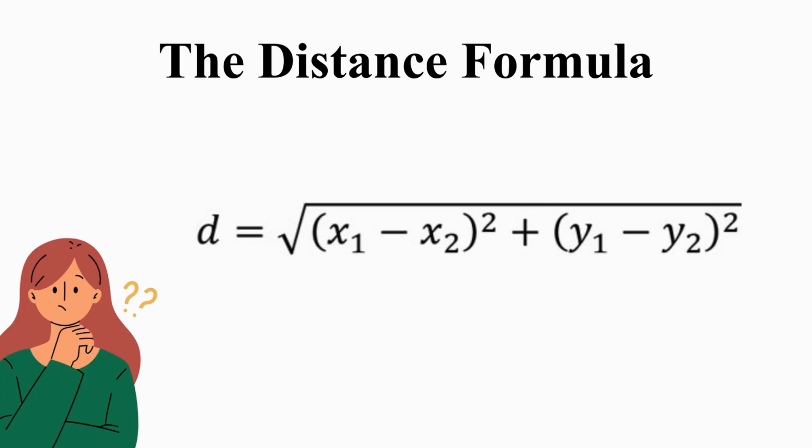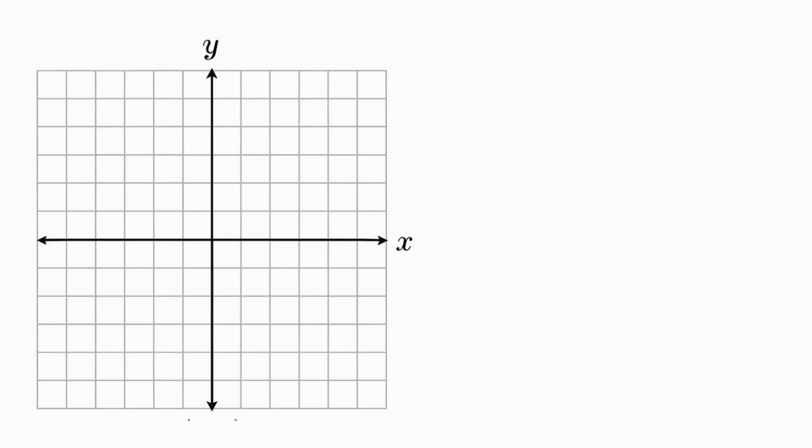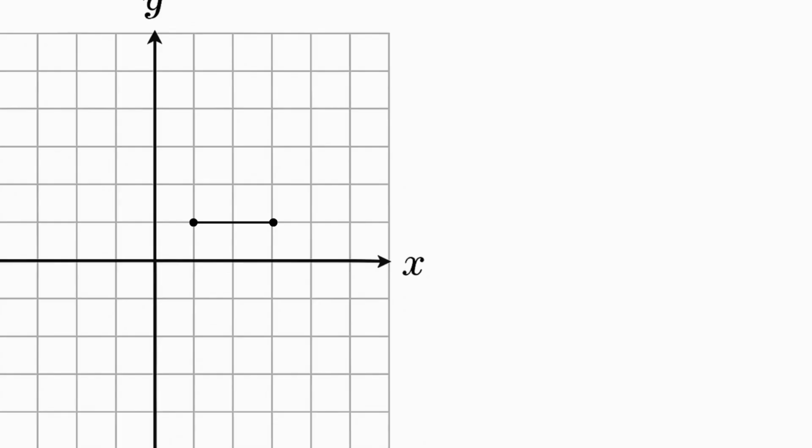Now you might be wondering why this formula works. So let's assume we have a coordinate plane with an x-axis and a y-axis. Now I have a horizontal line segment here. How do I know what the distance is between these 2 points? Well, that distance is just going to be the length of this line segment.